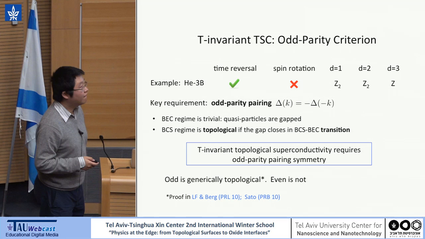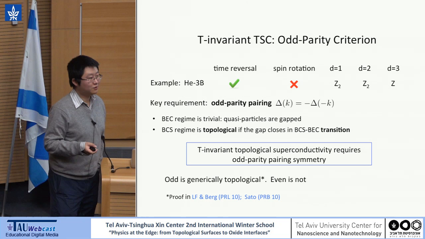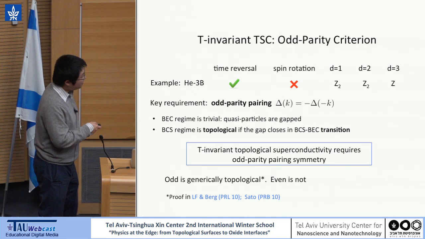So we can start with the limit where k is a good quantum number, and then we define its topological class. After that, we introduce weak disorder. The topological invariant stays the same. Okay, so even parity pairing is non-topological, but odd parity is generically topological.